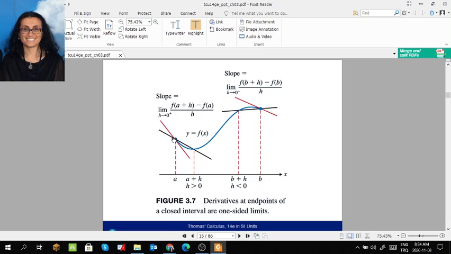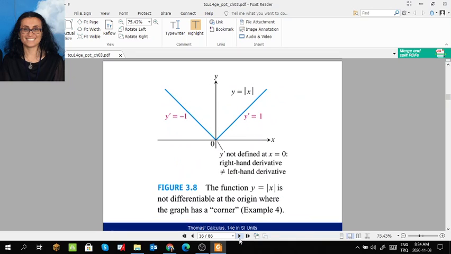Then, how would you find the derivative? At A, you're going to take the limit as h approaches 0 from the right, of the same quotient. And if you want to find the derivative from the left at B, you just write the quotient formula, and then you take the limit as h approaches 0 from the left, because you're approaching B from the left. Okay, that's how you find the one-sided derivatives.